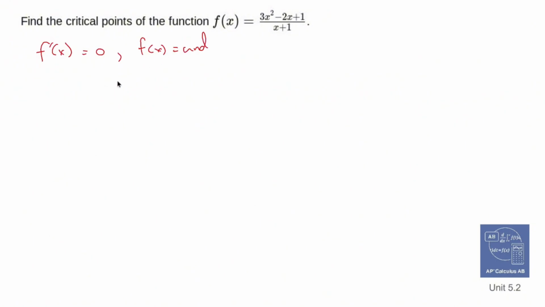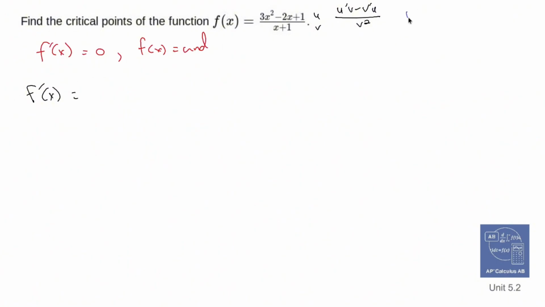It's kind of obvious. But right now we need to find where f prime of x equals 0. Now, f prime of x requires our good friend, the quotient rule. That's right, u prime v minus v prime u all over v squared. So let's find the heavy-duty stuff.